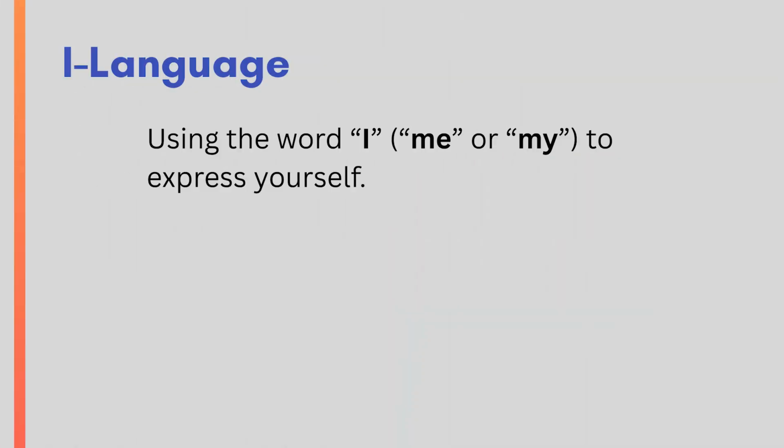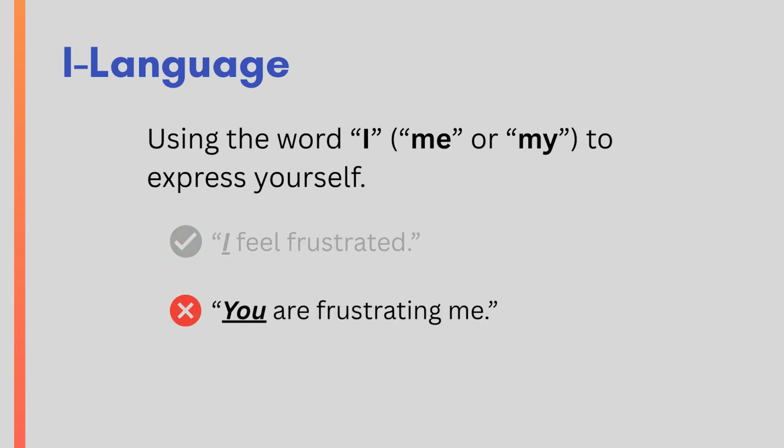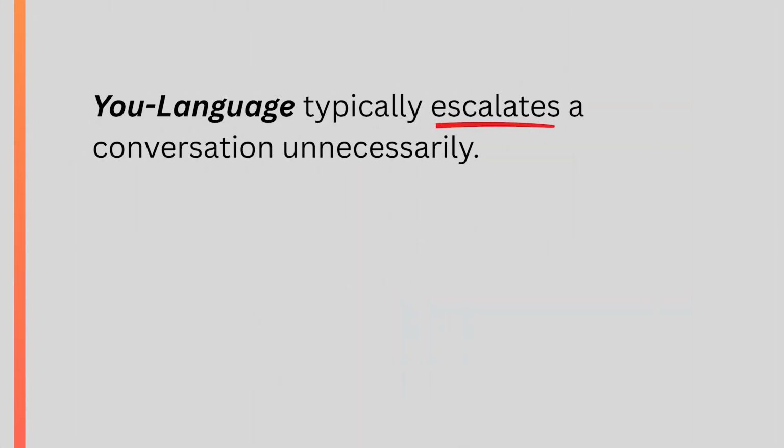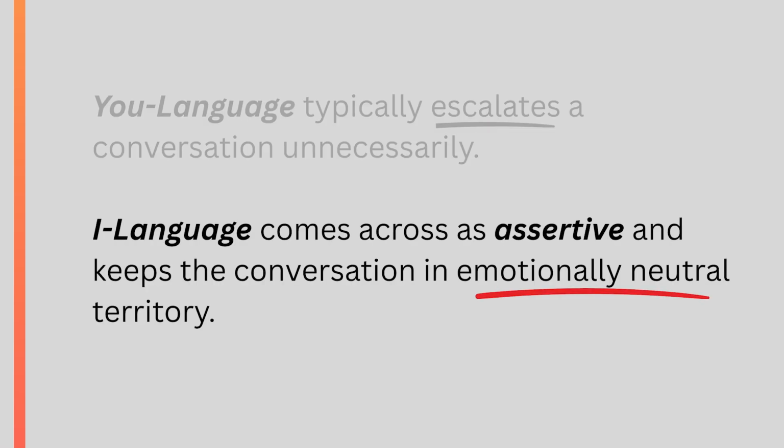In short, I language is where you literally use the word I, perhaps me or my, to express yourself rather than using the word you. For example, I feel frustrated is an example of using I language to communicate assertively rather than you are frustrating me, which can clearly sound more aggressive because it sounds like you're pointing the finger at you. And this typically escalates conversations unnecessarily. But I language comes across as assertive and keeps the conversation in emotionally neutral territory.